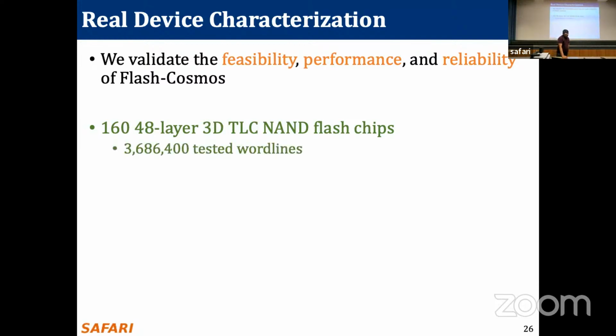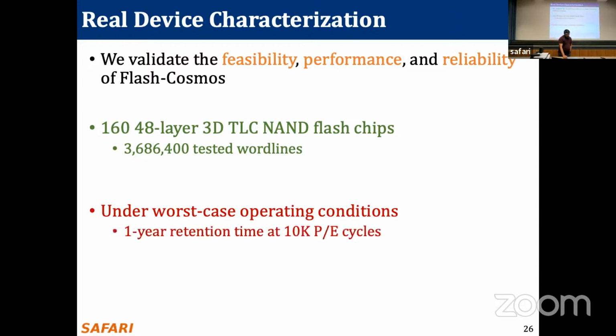And we have tested around 3,600,000 word lines. And these word lines were tested under worst case operating conditions, which is 1 year data retention time at 10,000 P cycles, and the worst case data patterns, where we use a checker data pattern to store data in the word lines, which causes the worst case disturbances that we can get.